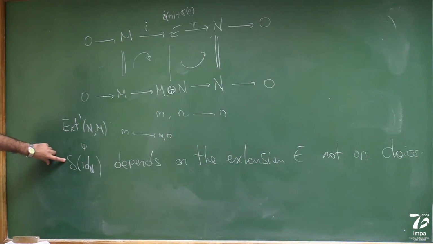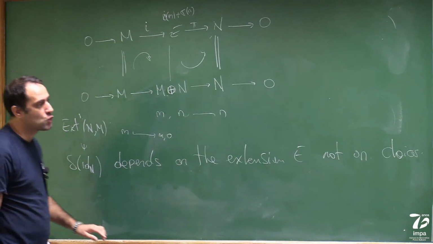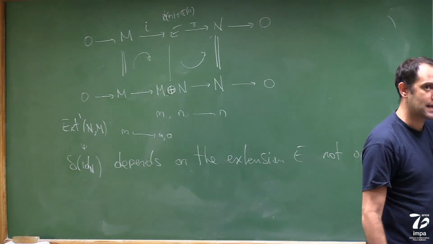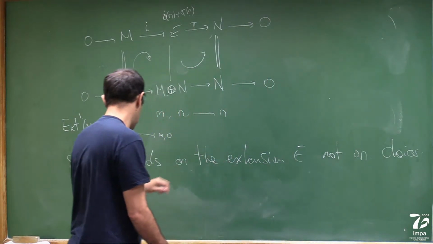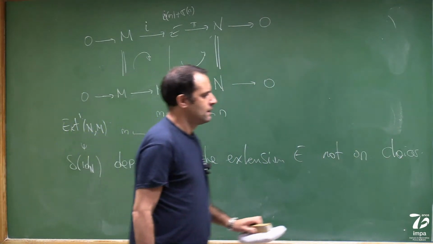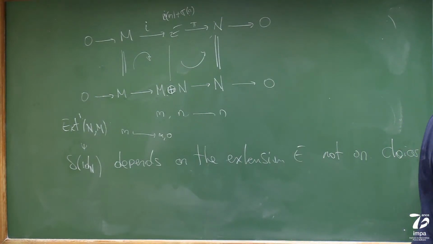So what do I mean by it does not depend on choices? Meaning, if I have two equivalent extensions, I'm going to get the same class in Ext^1. So let's prove that, then we'll stop. I don't think I'm going to have much time. I think I'm going to continue in the next class. So let me tell you what it is that we're going to prove.